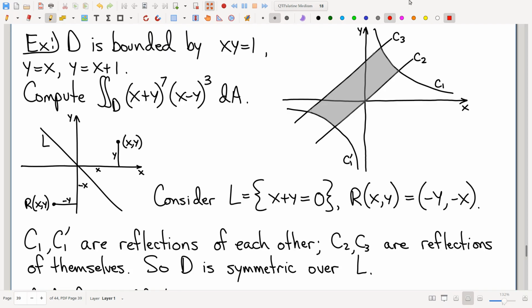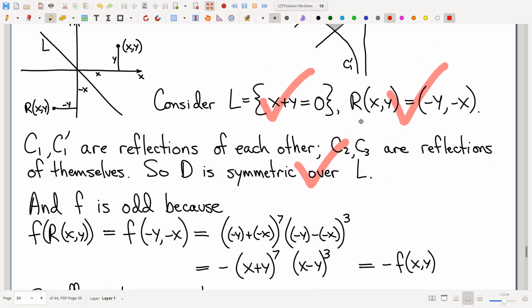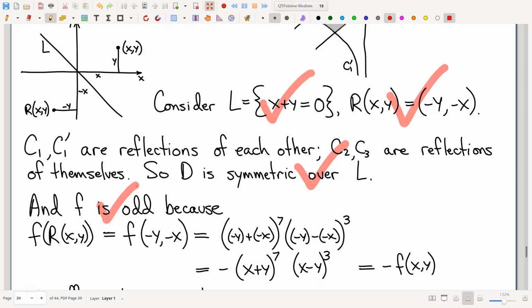Okay, all right. So let's see, what else have we got? We've got a symmetric domain. We've got the line. We've got the reflection. What else do we need to do? I've established that the domain is symmetric. Oh, yeah. So now we've got to worry about oddness. I've got to state that the function is odd, and I've got to demonstrate that the function is odd.